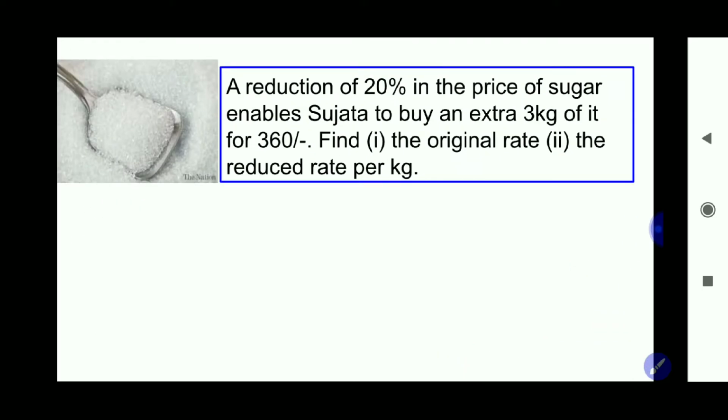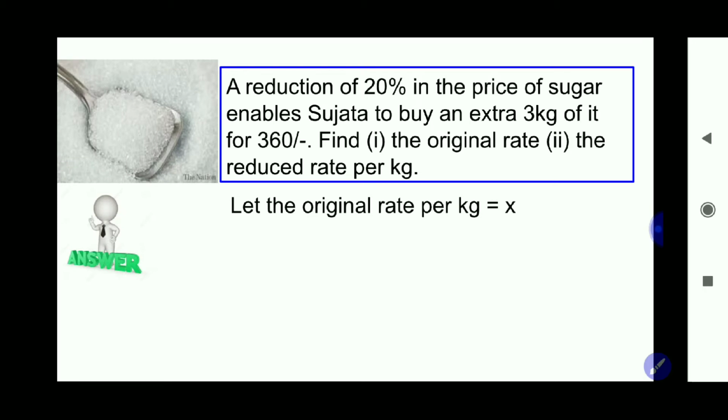Now the last question, very interesting question. A reduction of 20% in the price of sugar enables Sujata to buy an extra 3 kgs of it for 360 rupees. Find the original rate and the reduced rate per case. Once again, a reduction of 20% in the price of sugar enables Sujata to buy an extra 3 kgs of it for 360 rupees. Find the original rate and the reduced rate per case.